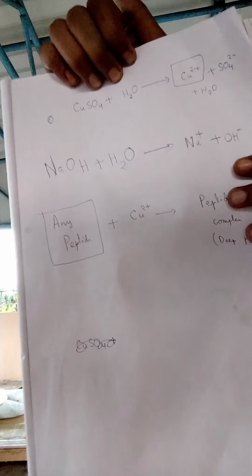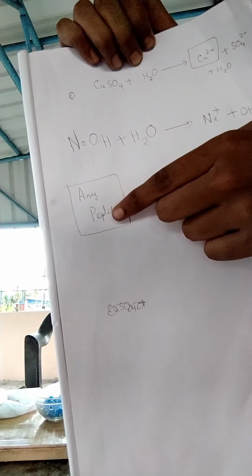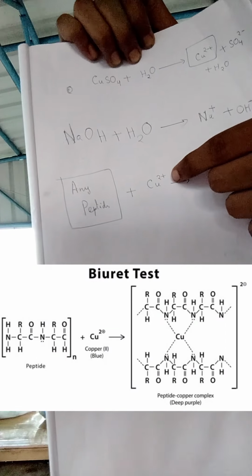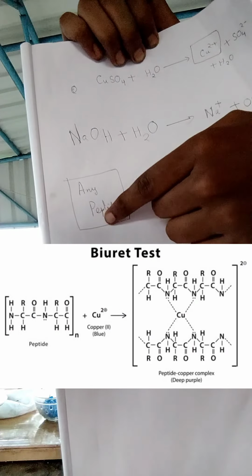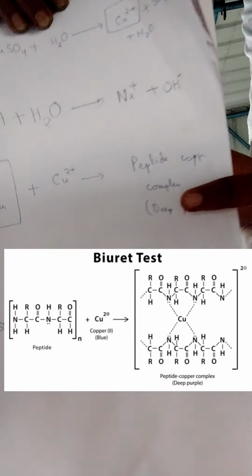Our experiment will be checking the amount of peptides present in any food sample by the reaction of Cu2 plus with the peptides present in the food sample, which will give a characteristic violet color.